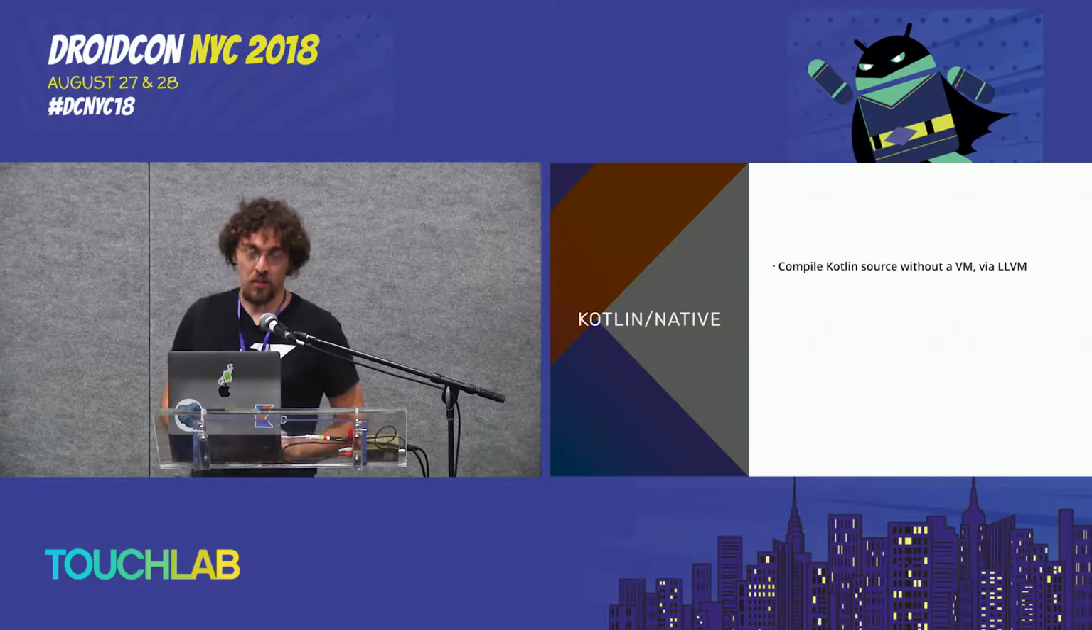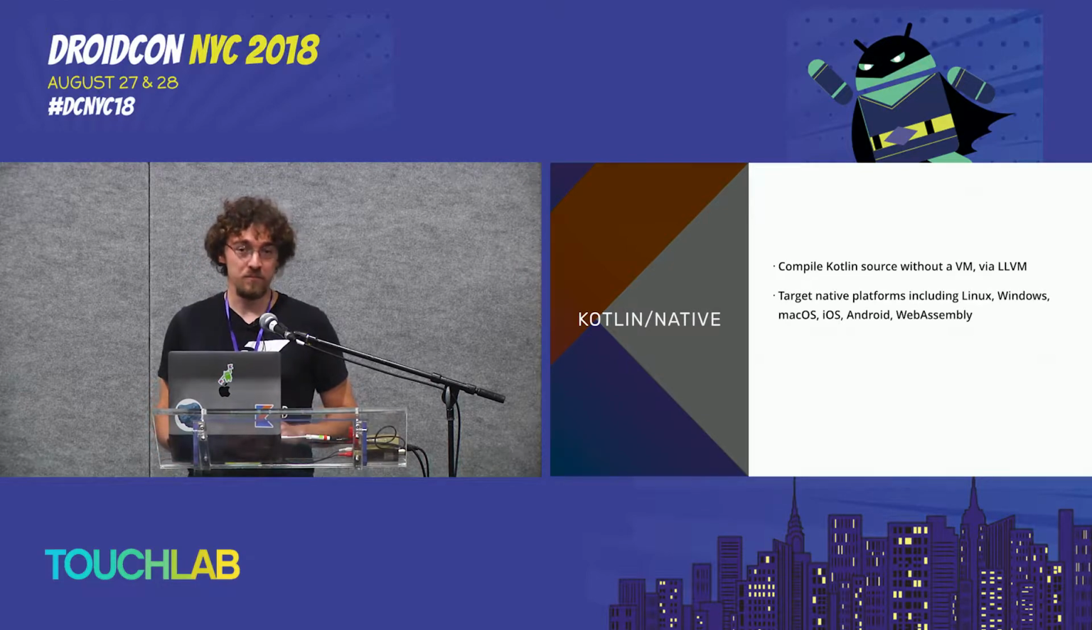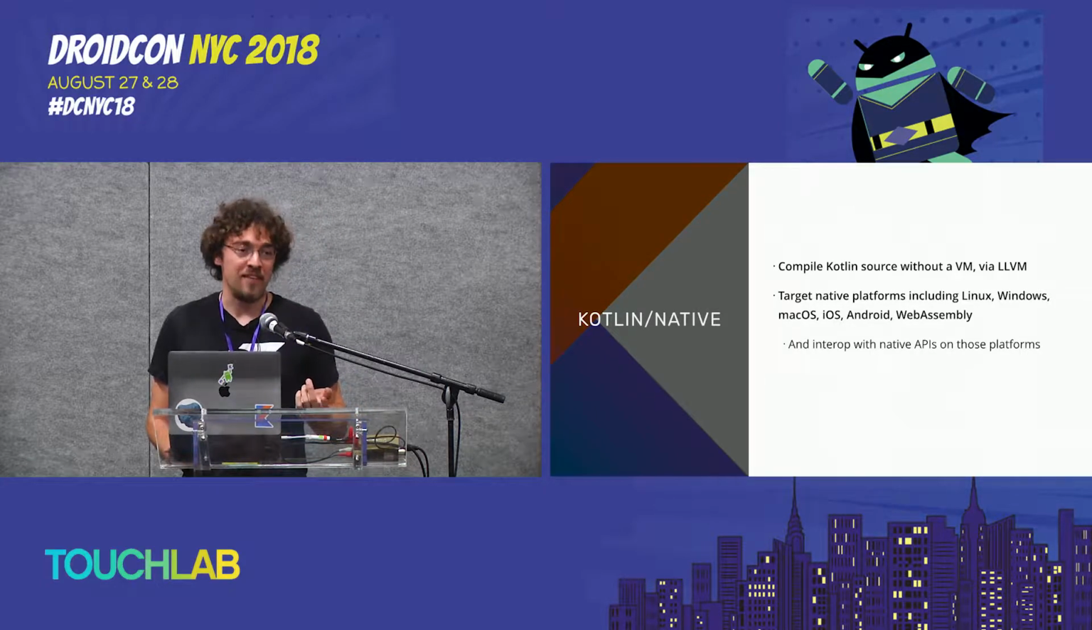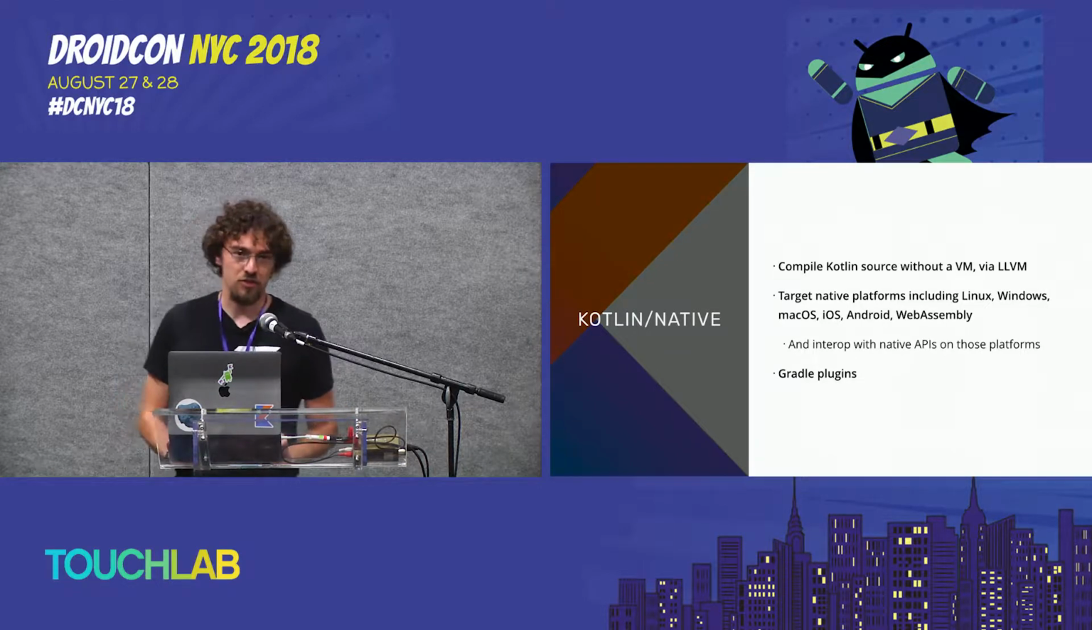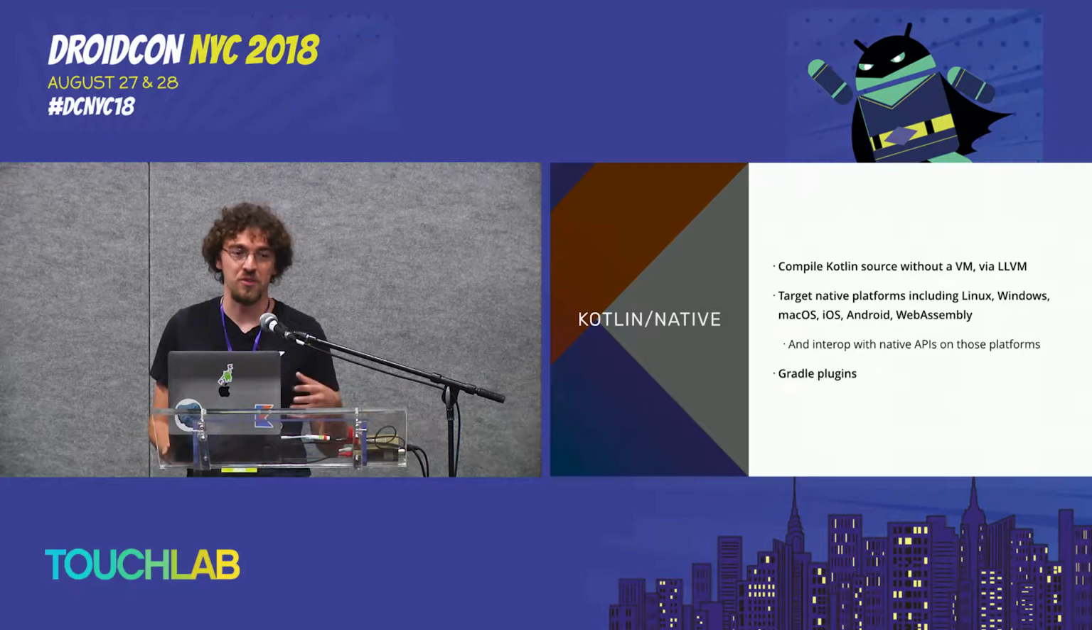So Kotlin Native is a way to compile your Kotlin source code without a virtual machine, so without the JVM, via the LLVM compiler. And it lets you target a number of native platforms, including iOS, and interoperate with the native APIs for those platforms in the same way that the JVM Kotlin that you're used to can interoperate with Java APIs. And there's Gradle plugins. I'm not going to go into too much detail on them, but there's actually two Gradle plugins because they're changing it and putting in a new one to do that configuration for you in a way that feels fairly familiar to what you're used to in a JVM Gradle project.